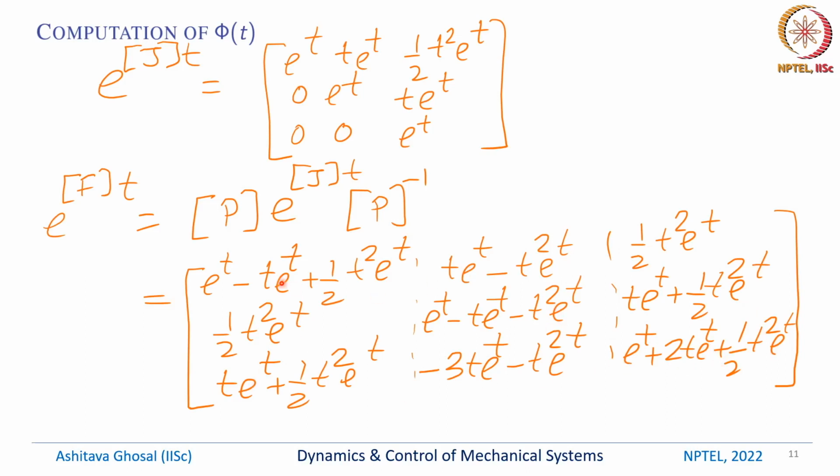So how are these obtained? You can use any computer algebra system or tool to multiply all these expressions. So we have P, which is a constant matrix, e to the power Jt, this matrix containing exponentials with time, and then P inverse, which was also known. Then you can multiply, simplify, and you will get these expressions for e to the power Ft, the exponential of this matrix Ft, where the matrix F had 3 repeated eigenvalues of 1.